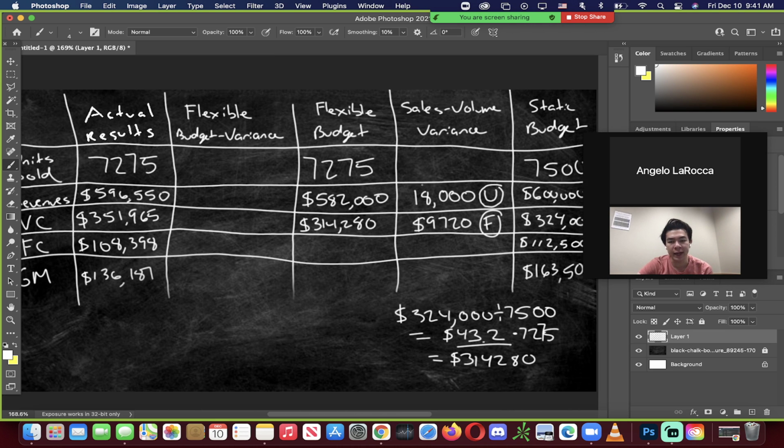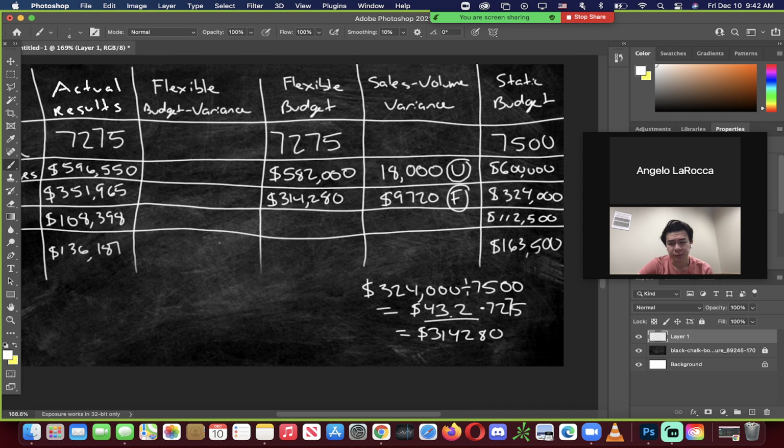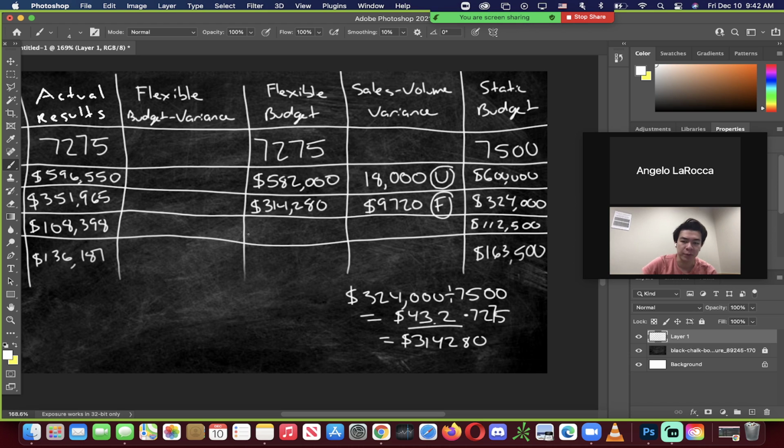Next, we're going to look at the fixed costs, and we see the fixed cost in the static budget is 112,500. Now, this is actually going to stay the same in the flexible budget. You might be asking, why is that the case? Well, even if units fluctuate, fixed costs are always going to stay the same, right? It doesn't matter if you're making 500 units or 5,000 units. These fixed costs are always going to stay the same. Therefore, we're going to get a 0 here, and it won't be favorable or unfavorable.